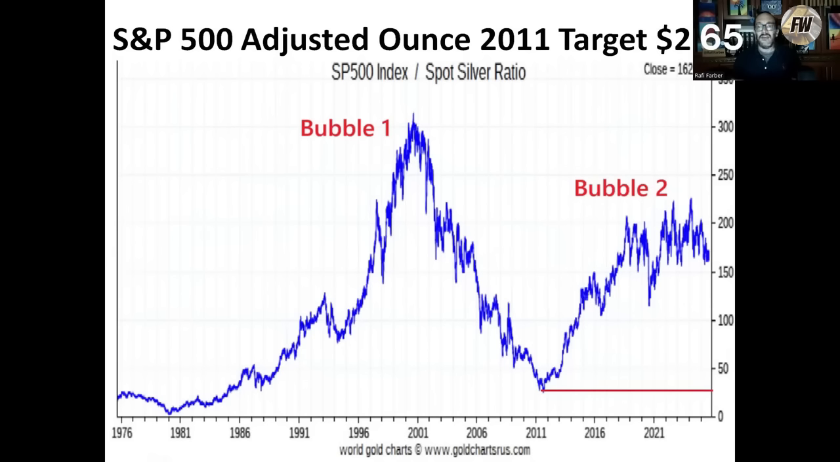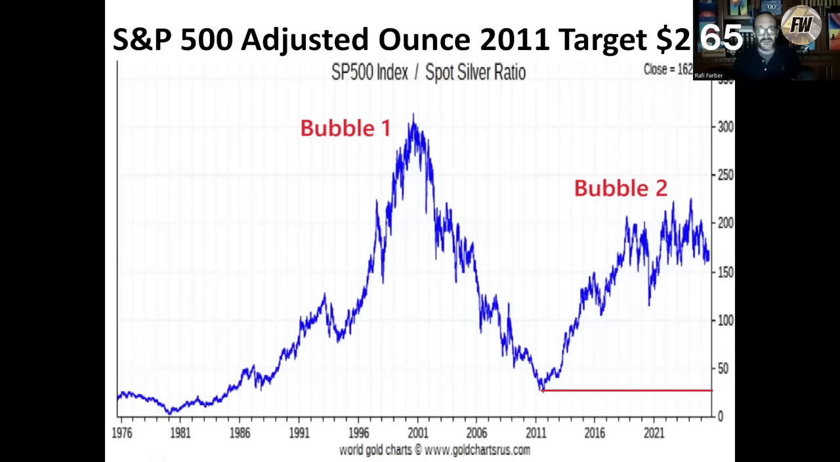unit, we are at 162 now. We were at 25 then. Take that ratio, multiply it by 41, and you get $265 an ounce of silver if we reach the 2011 highs relative to the S&P 500. But let's go further still.